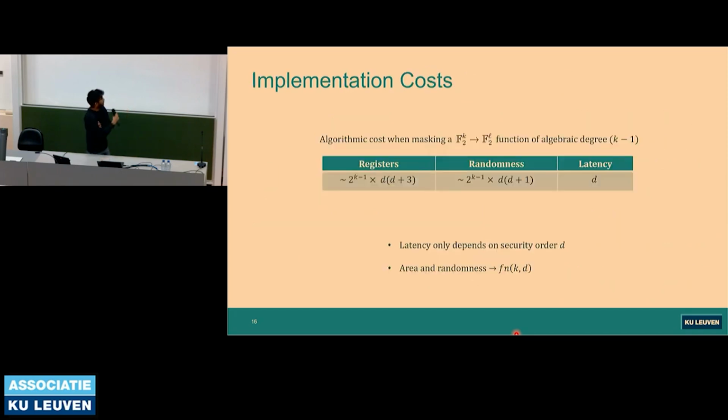So these are the implementation costs, just to get an idea of how it scales. The latency is fixed with the order. It doesn't depend on the algebraic degree nor on the actual number of inputs. But the area and randomness are a function of both the degree and also the number of inputs. And more importantly, it scales exponentially with the number of inputs. This will become important in the later half of the presentation because this is the optimization that I'll do.